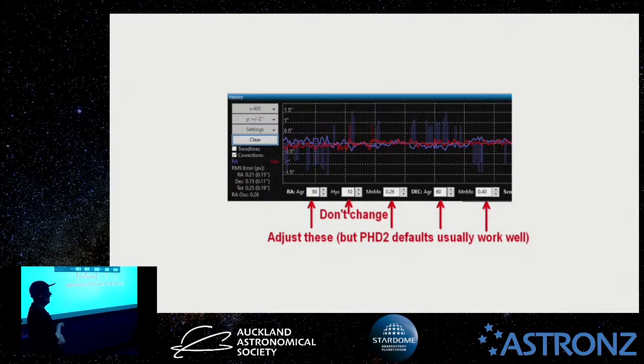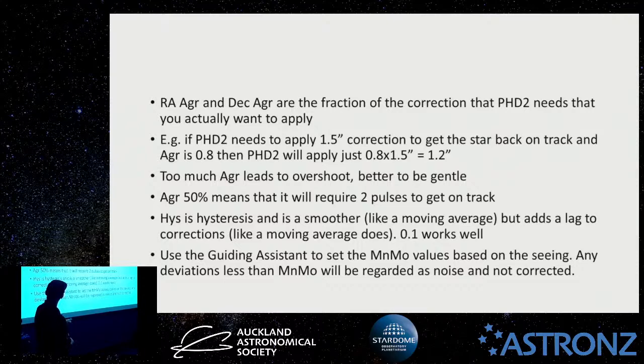Yeah, it's hard to find good values for those, which means PHD2's defaults are pretty good, and you probably don't need to adjust them. But it's useful to know what they do, and you may need them if your mount is too aggressive. So that explains that. But anyway, the lesson is use the guiding assistant.